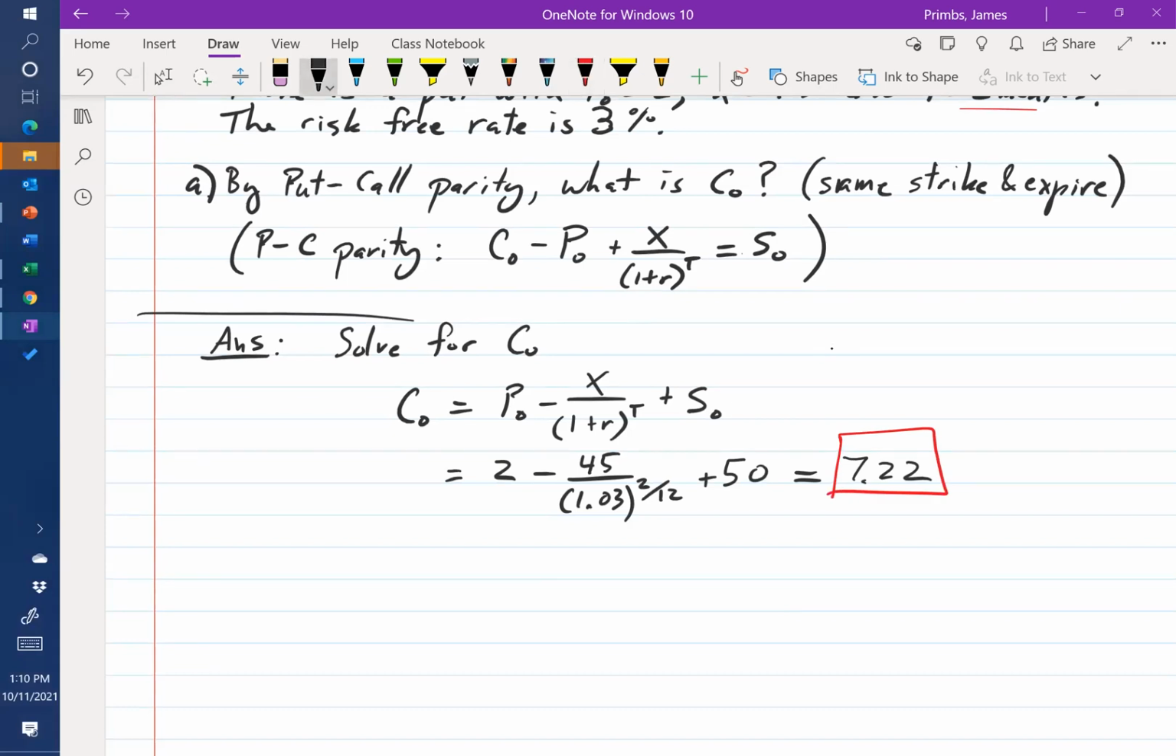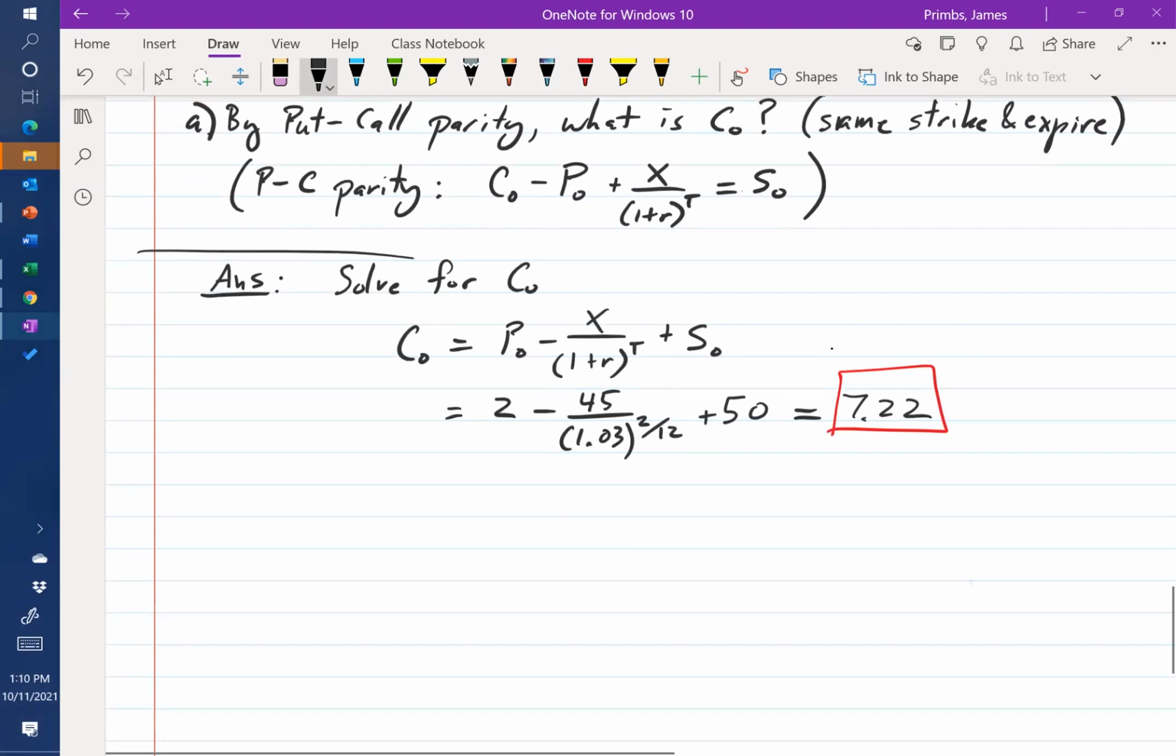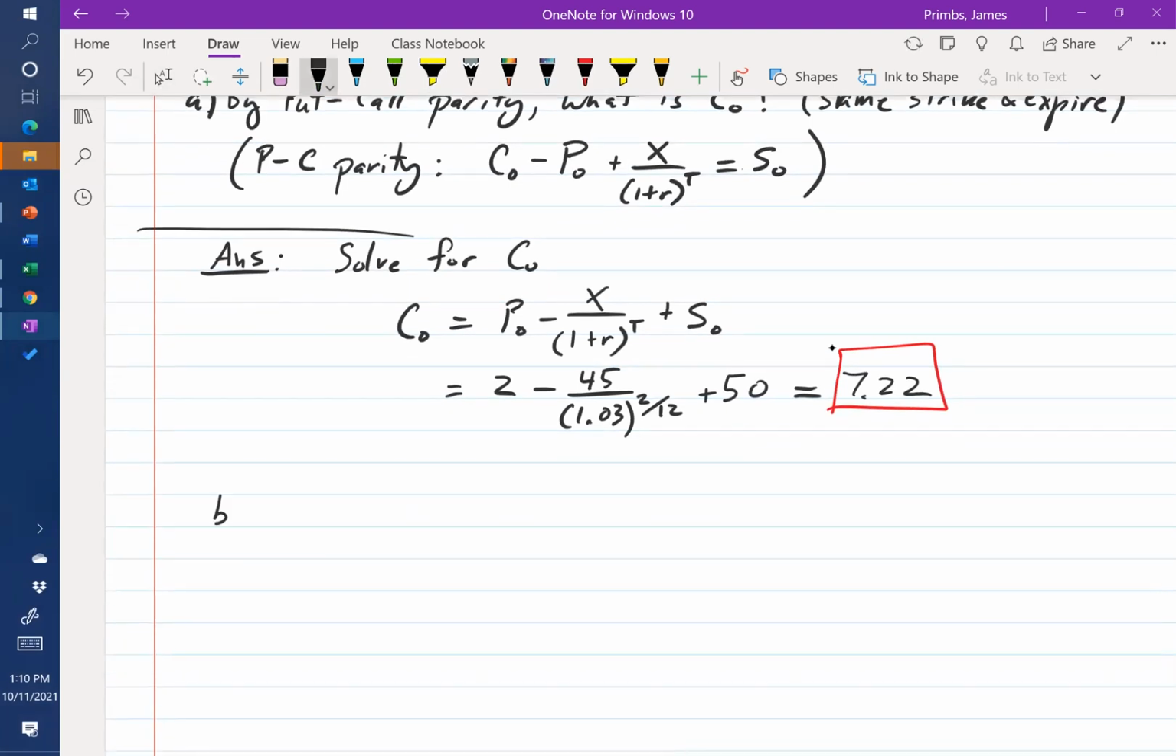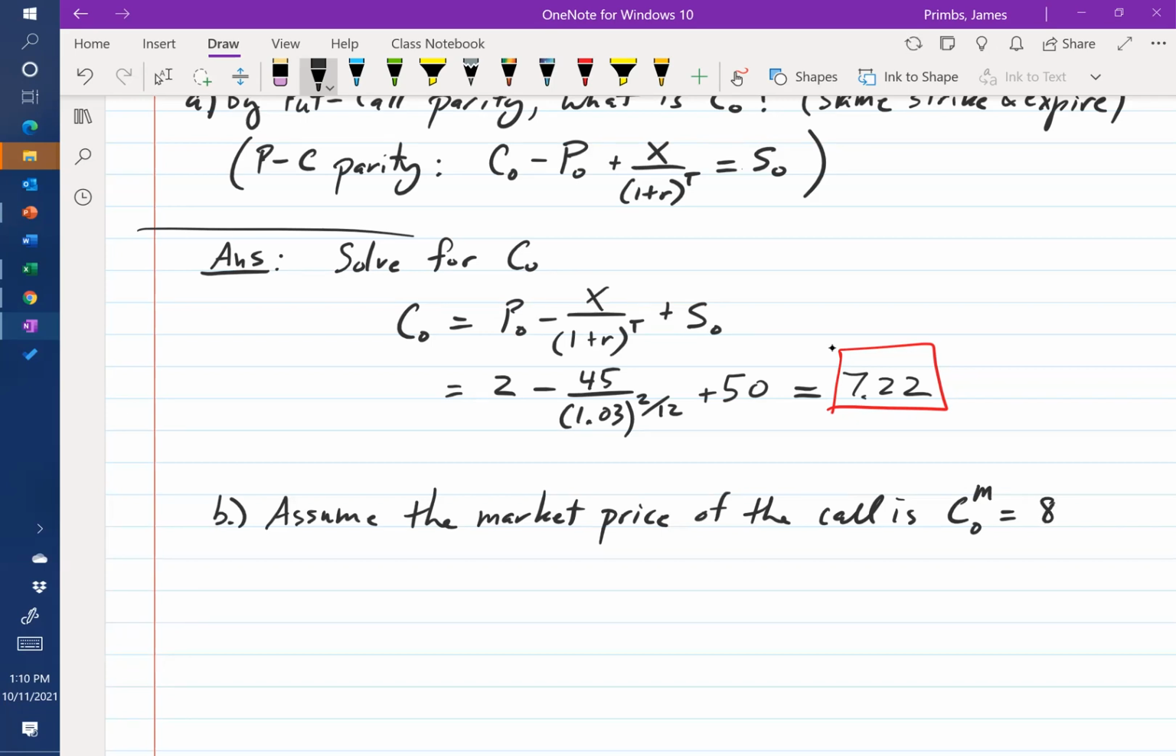Now let's go on to the second part, and maybe this was a little trickier. So let's assume the market price of the call is, let's take it to be $8. And I'm going to put an M up here to indicate that's the market price. How can you arbitrage?